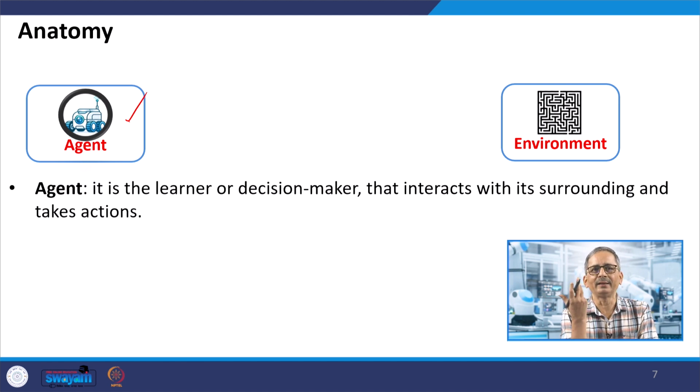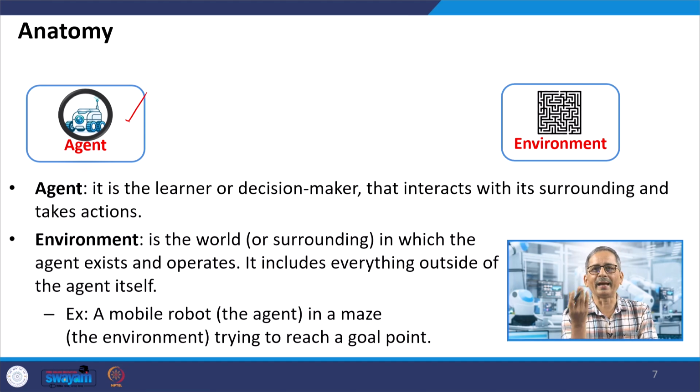So the agent is the learner or decision maker. As I said, it could be a mobile robot that interacts with its surroundings and takes action. Then the environment is the surrounding in which the agent exists and operates. It includes everything outside of the agent itself. For example, as I discussed in the previous slide, we have a mobile robot which could be called the agent and a maze which could be called the environment, where the aim is to reach a goal point from an entrance point.